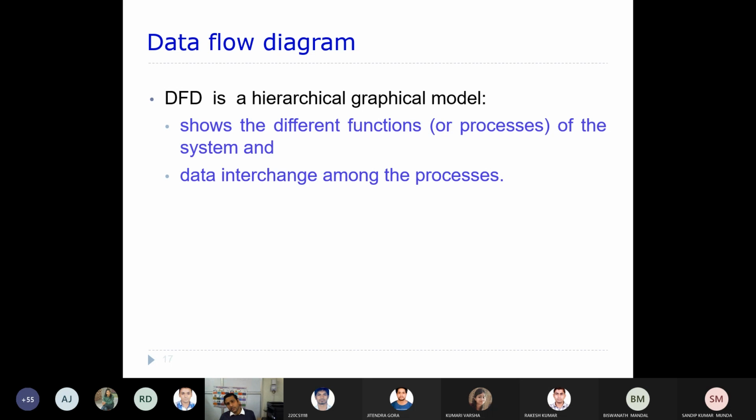So a DFD is a hierarchical graphical model. It's like some sort of tree structure it follows, which you will understand later on. But usually what we do is, whatever top-down functions you have, you try to explain through a graphical representation what sort of data item will be flowing from one particular function or process to the other processes within a particular system. That is what is represented.